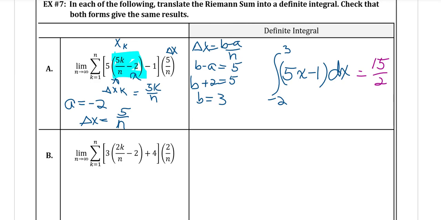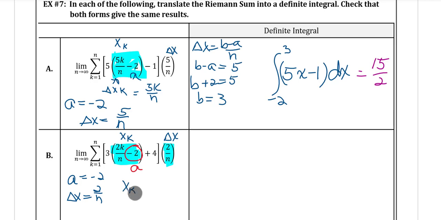Okay, going through the next one, same thing. Here is our x sub k, and here is our delta x. Okay, so the last thing there has to be your a there. Whoops, I've circled the wrong thing. That is not your a. A has to be part of x sub k. This is your a. So now we have that a is -2. Delta x is 2 over n, so we can use that to find our b.